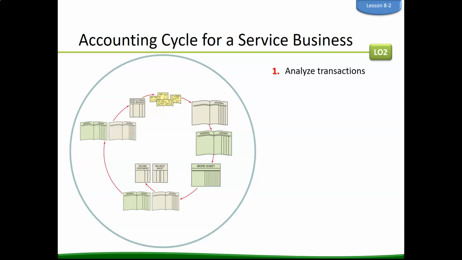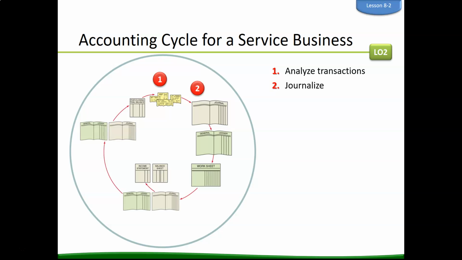Okay, step 1 is analyzing transactions. That would be right here. This is where you have your source documents. You check them for accuracy and then analyze the transaction into debit and credit parts. So for instance, if you had a cash sale, you'd have some sort of receipt, and you would say, okay, we would debit cash and credit sales. So that's where you just analyze the transactions. That's what we started out doing way back in September.